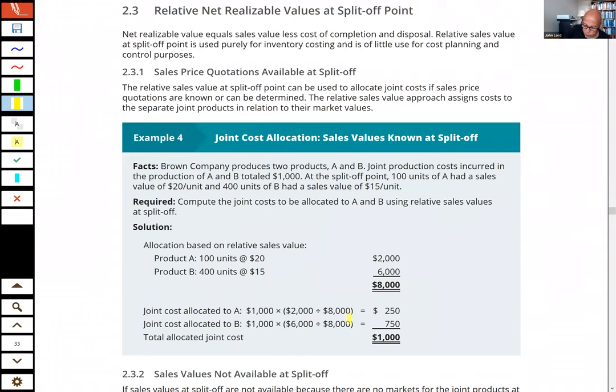Now, again, the first thing I always encourage my students to do is say, well, the joint product costs are 1,000. I pick up that number and put it somewhere, because I know that's the number I'm going to allocate, so I don't have to worry about picking it up anymore. Now they tell me that 100 units of A at split off could be sold for $20 per unit, and 400 units of B could be sold at $15 a unit. So I pick up those numbers.